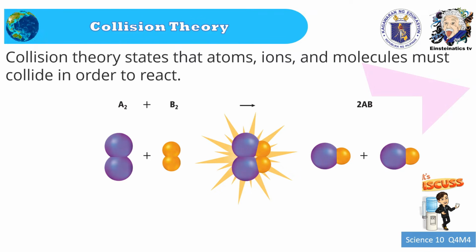Based on what we have discussed earlier, we all know that in order for a chemical reaction to take place, kailangan munang it needs two things, right? And this is governed by a collision theory. So ano nga ba yung collision? Collision is yung pagbabanggaan. So it states that atoms, ions, and molecules must collide in order to react. So no collision, there will be no reaction.